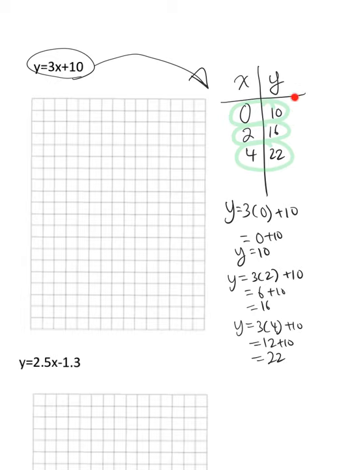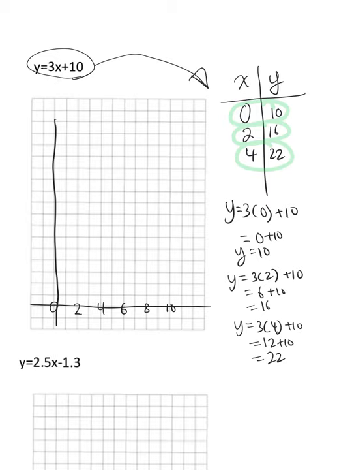Now that I have points that I can graph, I just have to draw my graph. Looking at my data, I don't have any negatives, so I'm just going to put my axes close to the end like this. I'm focusing on the positives. My x goes up by 2, so I'm going to go 2, 4, 6, 8, 10 on my x-axis.